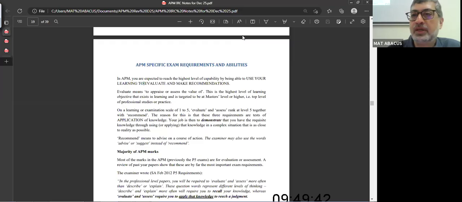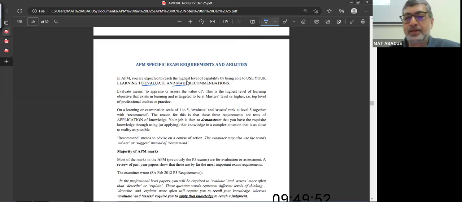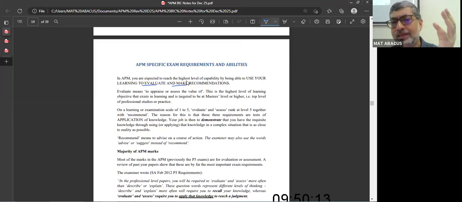Let me just rearrange this. There's a pen. To evaluate and make recommendations. So if you're going for this exam and you're saying, I'm going to use my knowledge and repeat that knowledge on the topic that is being required, it's not that you won't score any marks. You won't score more than 20% of the marks. So this is where we are having a major issue, in the sense that when students are using their knowledge by repeating it, they cannot pass.